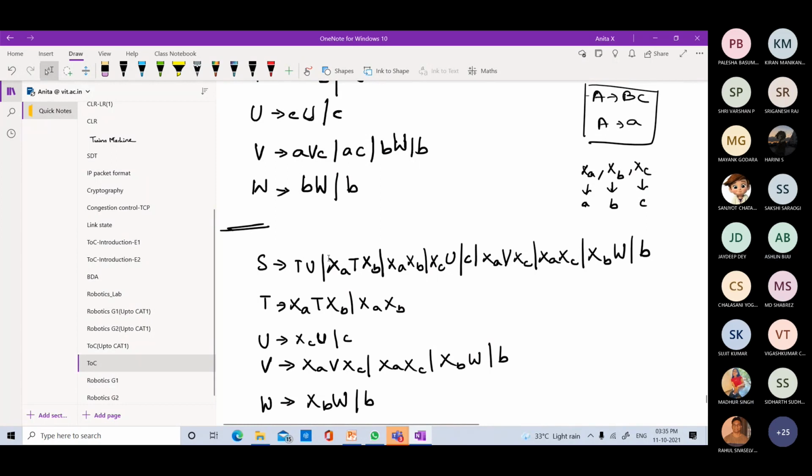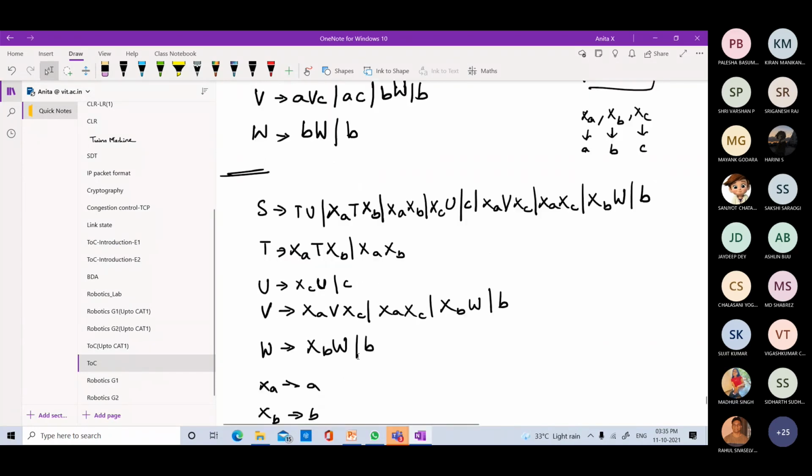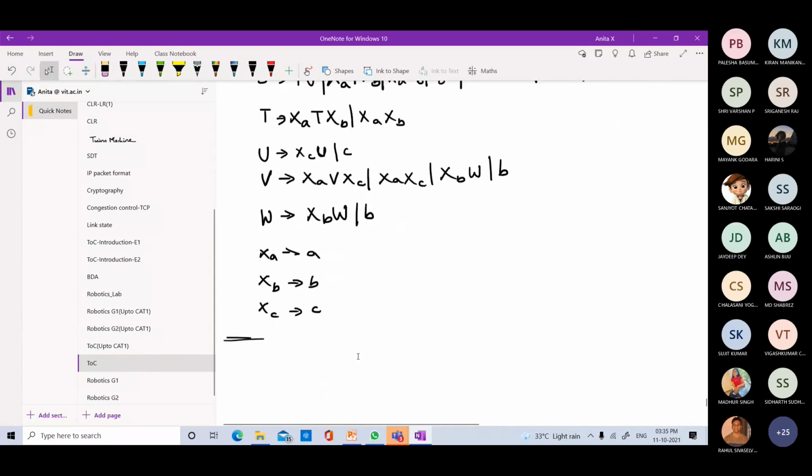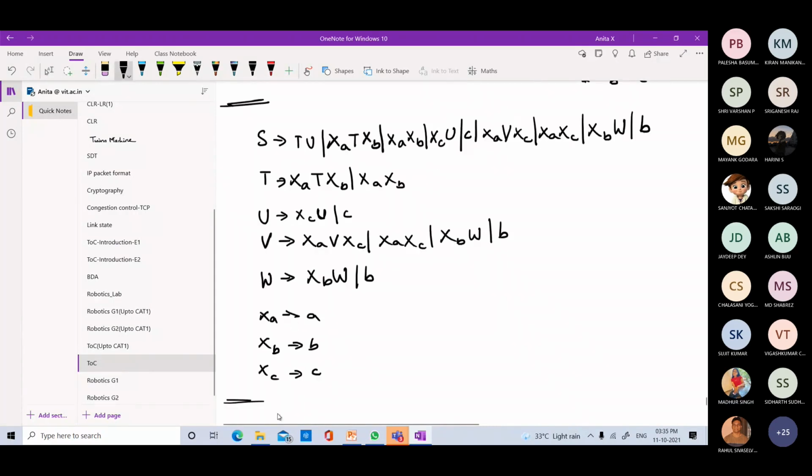But yes, you are trying very good. So here you can see there are three non-terminals. So here again three non-terminals, and like this it goes on, right? So for that we have to eliminate. So what we are going to do now is again a very simple one.